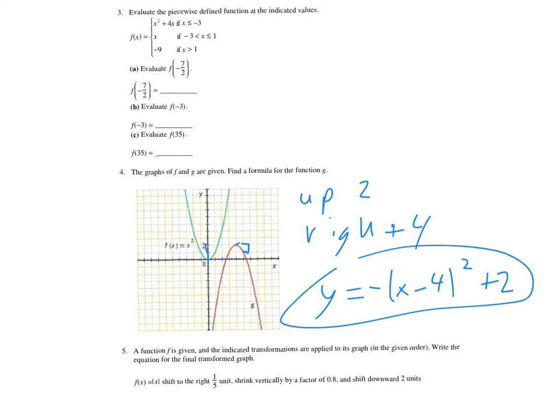All right, next up here, number 5. So this one, they want us to take this and shift it to the right 1/5 of a unit. So I'd say we should subtract 1/5 inside of the absolute value there, because inside the function is going to move it left or right. And then vertically shrink is a multiplier, so I'm going to multiply it by 0.8. And then shift downward by 2 is just subtract 2 out back.